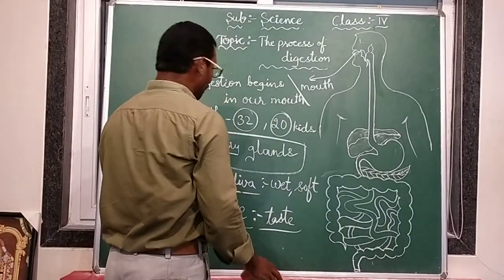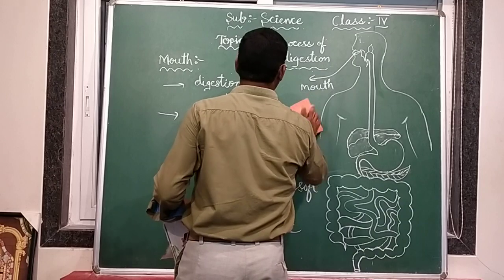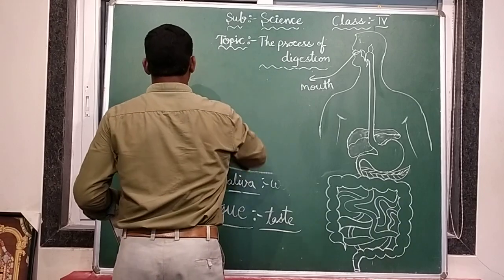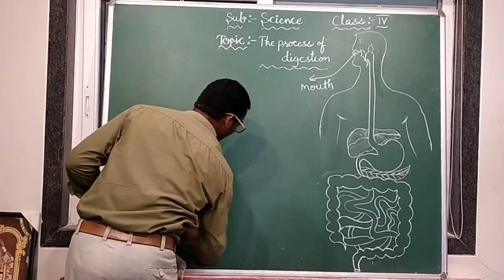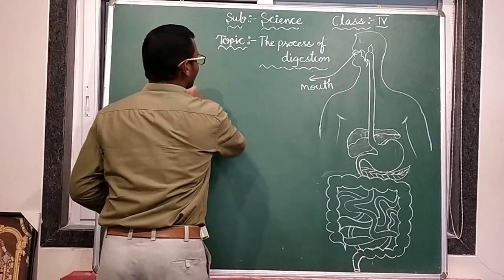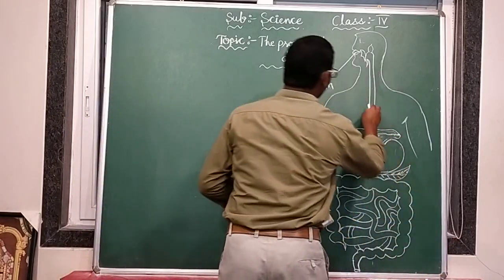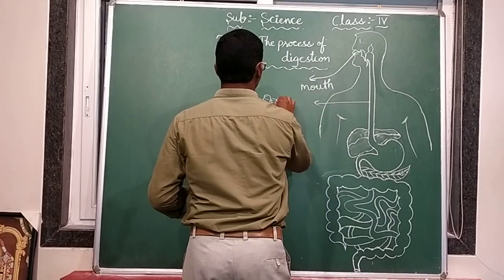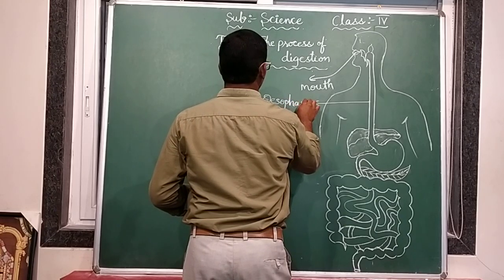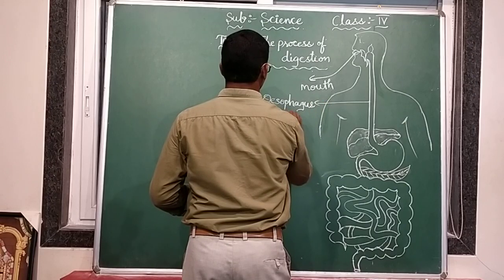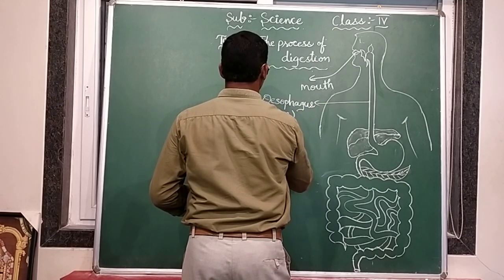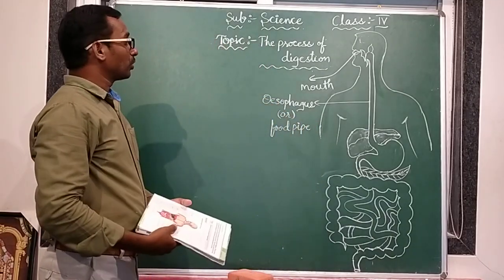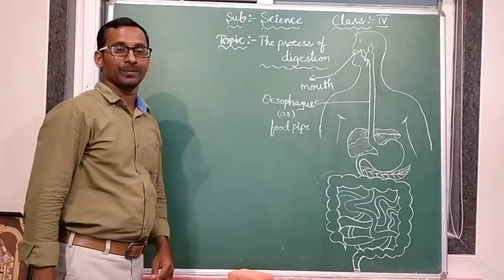Next, after this part, another one also is there. What is that? Already you have drawn the diagram. Mouth is the first one. After that, what is the second part, the second organ? Yes. This is the food pipe, or esophagus. This is the second part.